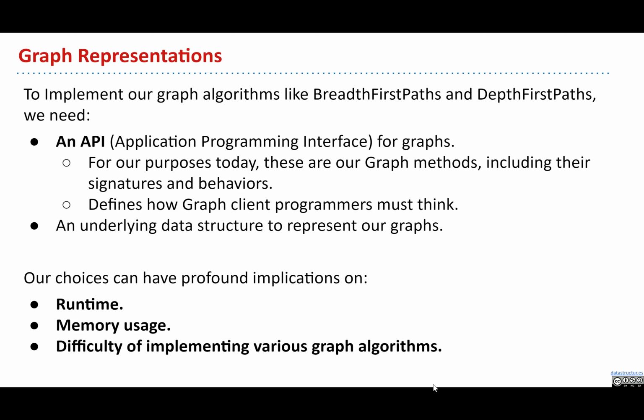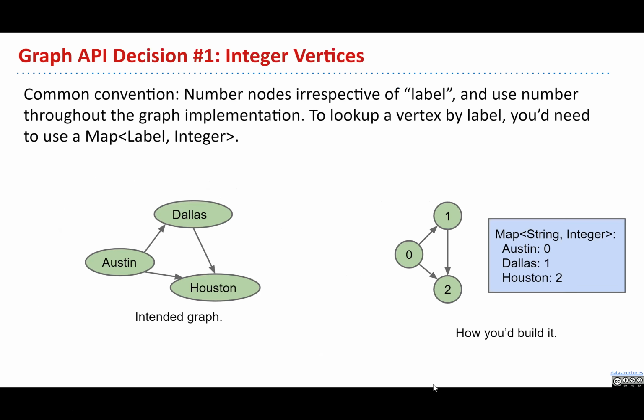So let me give you decision number 1 for our API, which I'm borrowing from the Princeton textbook. You do not have to follow this decision when you do project 2B, but I'm going to say that all vertices have integer labels. They're just vertex 0, 1, 2, 3, 4. And in particular, they're going to start at 0 and go to some other vertex number. And so throughout this implementation, instead of saying Austin, Dallas, and Houston, I'm actually going to have a graph where I have vertex 0, vertex 1, and vertex 2.